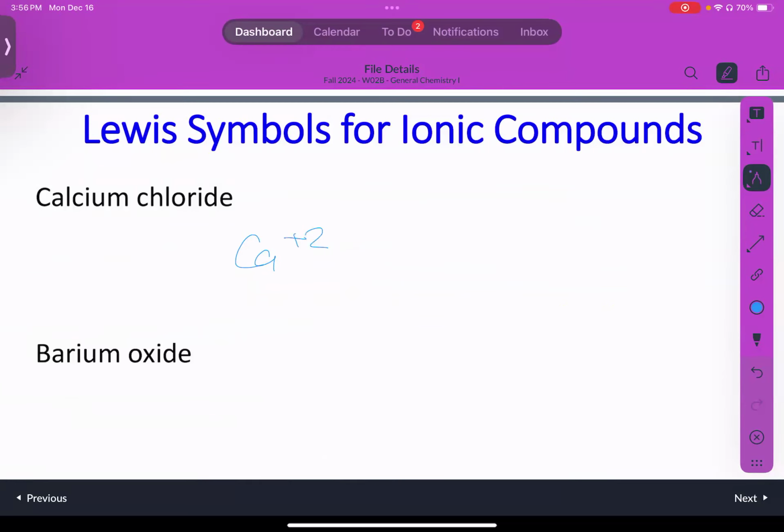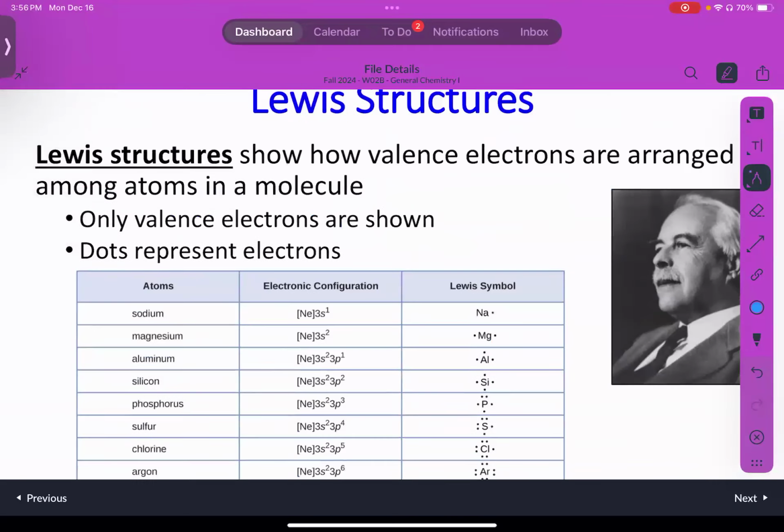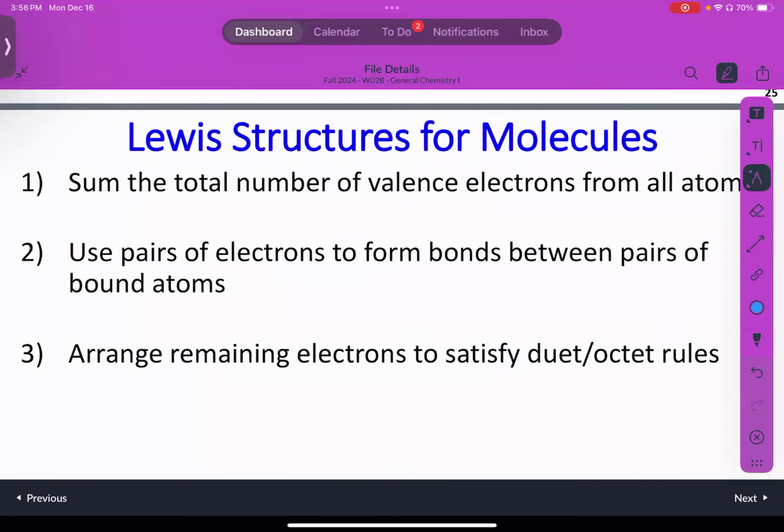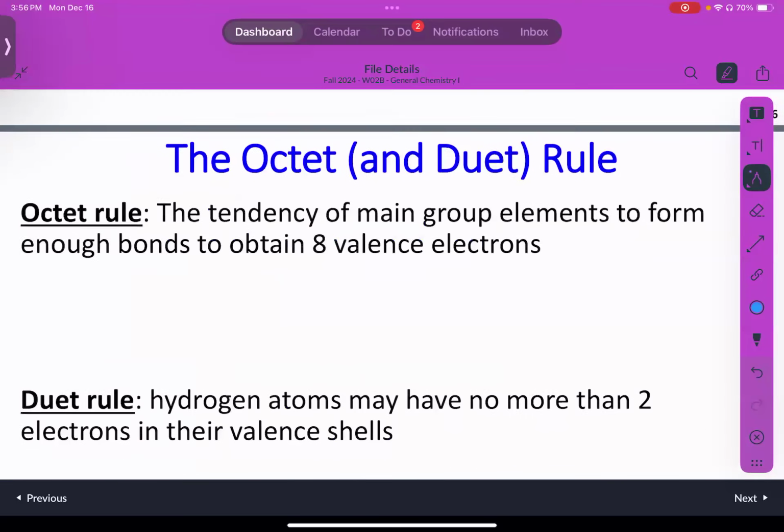So calcium plus two, right? Chloride would be one, two, three, four, five, six, seven, eight. It's a direct transfer of electrons, so this would be -1 and this would be 2+. Okay? Yeah. All right. So that's how you do Lewis dot diagrams with ionic compounds. I'm sure that you guys are all chilling with that.